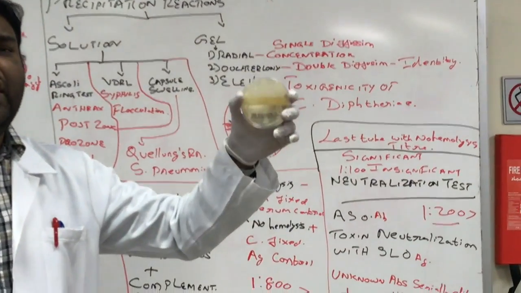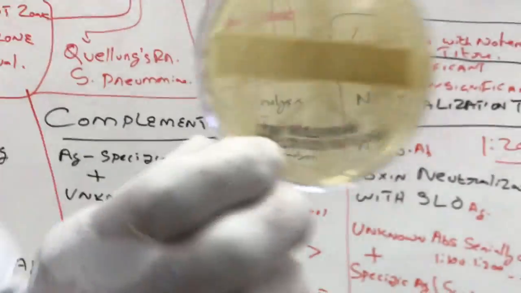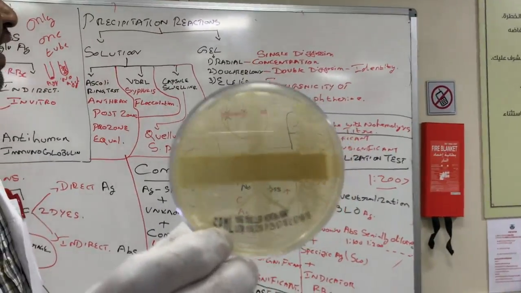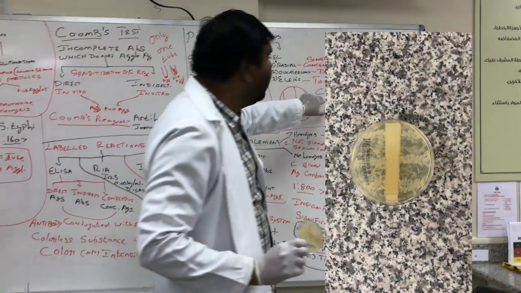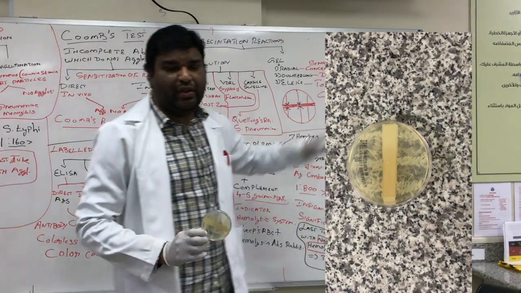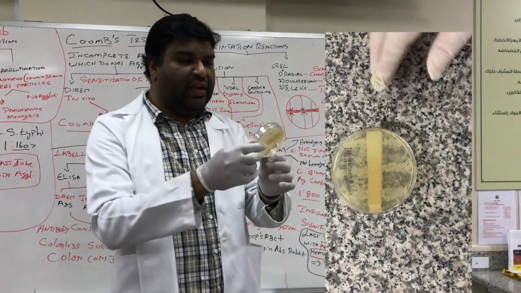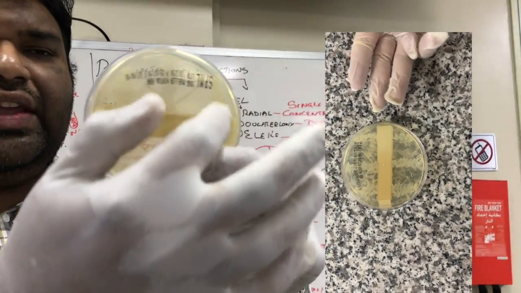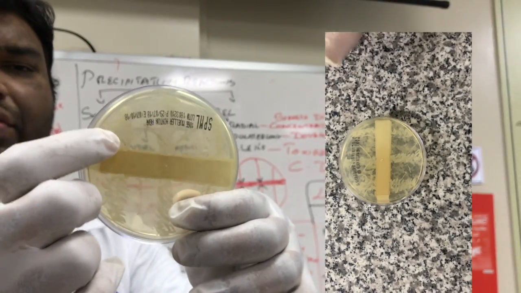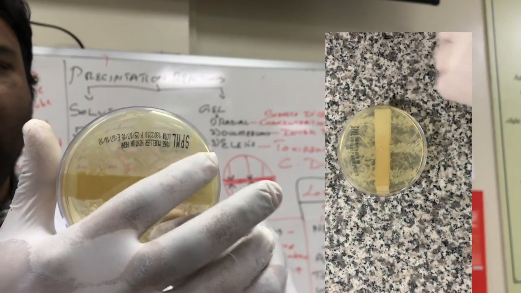This plate is the agarose plate, and here you can focus this. This is the Elek plate, and this Elek test is done for the toxigenicity of Corynebacterium diphtheriae. This is done only for Corynebacterium diphtheriae, which causes diphtheria. Here in this plate you can see the positive control and the negative control. The positive control will have the line formations and the negative control will not have the line formation.